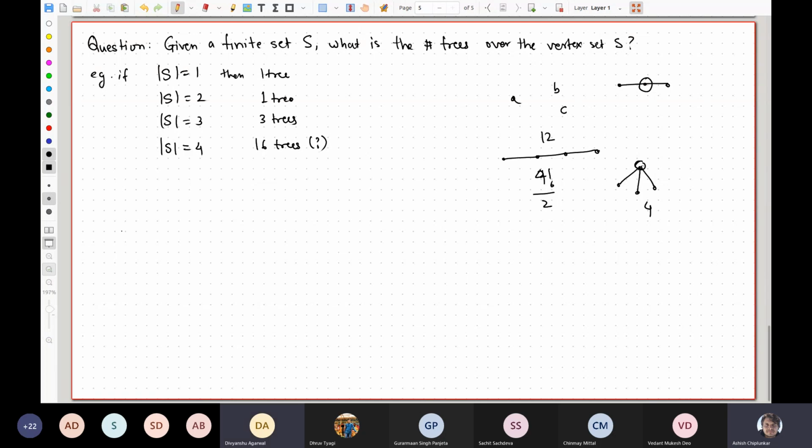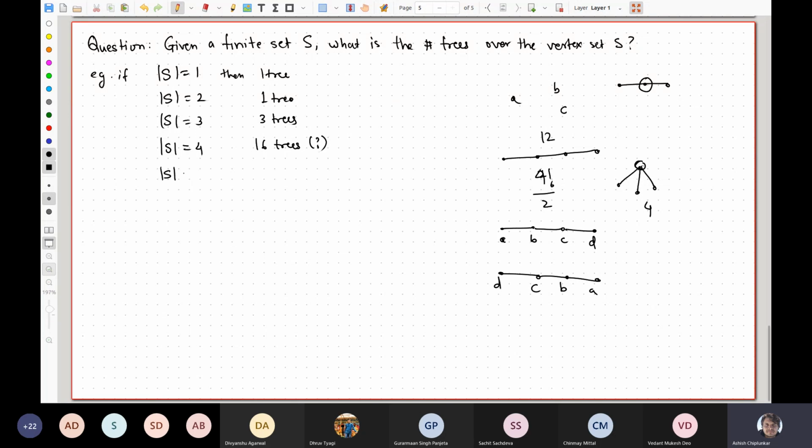Can you repeat the counting method again? How did you count that 4 factorial by 2? Okay, so let us look at trees which have this kind of path structure. You have 4 vertices. How many ways are there to label the 4 vertices? 4 factorial. But this tree A, B, C, D is the same as this tree D, C, B, A. Yeah, okay, sir, understood. Which is why I divided it by 2. There are two ways of labeling which give you the same tree, and there's no such question over here. So for size of S equal to 4, you have 16 trees.